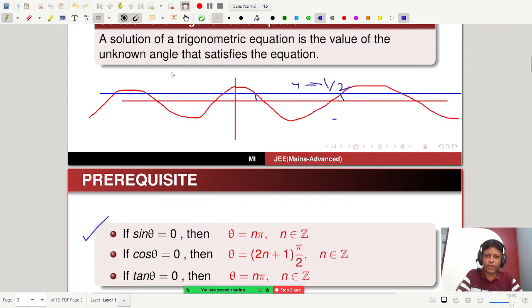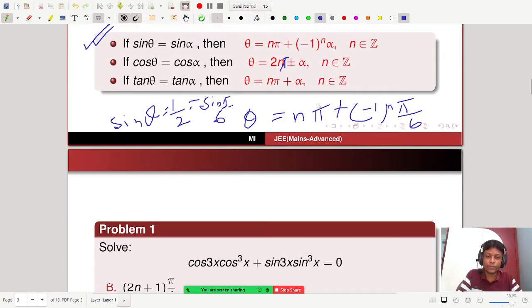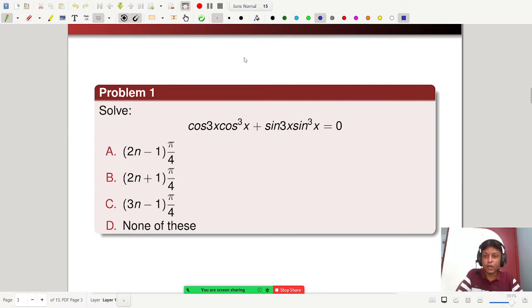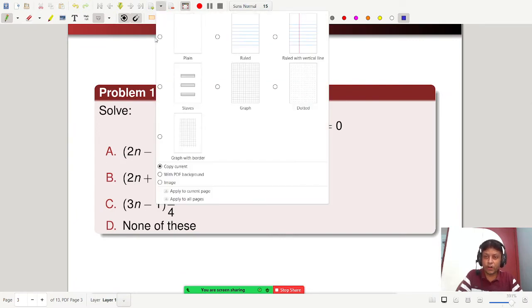And already we have explained this graph. So look at that, y equal to half. This line cuts the cos x graph at so many points, infinite number of points. So these are all actually the general values. Okay. Now let us start with the problem analysis. How to deal with the problems of JE. Okay.